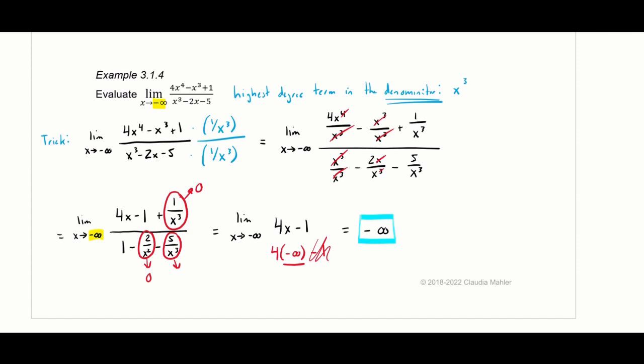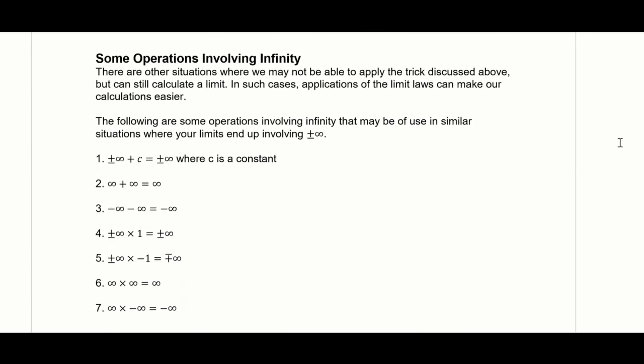So like I mentioned, sometimes infinity can be kind of a weird concept to work with, so it's worth noting just a couple operations that are worth keeping in mind when you're dealing with things that are increasing or decreasing without bound. So here are just a few general operations to keep in mind that might be useful in some cases where you're, again, ending up calculating limits involving positive or negative infinity.